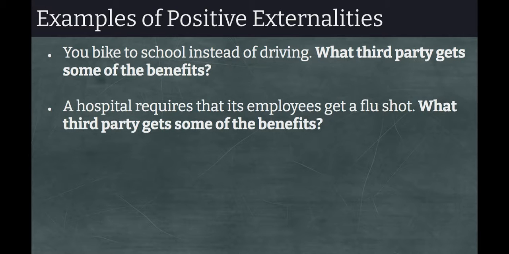Next up, a hospital requires that its employees get a flu shot. What third party gets some of the benefits? If you answered something like the patients at the hospital, the employee's family, you're absolutely correct. So the initial two parties involved in the interaction are the hospital and the employees, right? But because of the way flu shots work, the employees won't get sick from the flu, but also they won't spread the flu to their patients. They won't spread the flu to their families.